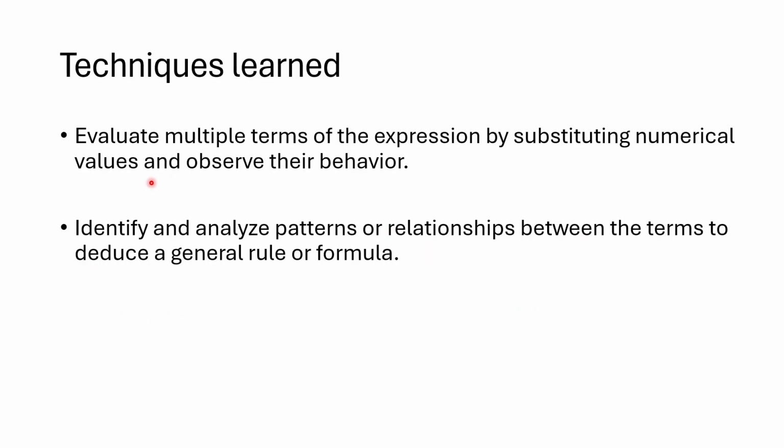Okay, so what we have learned is to evaluate multiple terms of the expression by substituting numerical values and observe their behavior. So you observe that when I replace the first few terms, I realize that I can simplify a part of the first term with a part of the second term on the denominator, and so on. So this initial evaluation with numerical values can give you a hint to find the general pattern. The second one is to identify and analyze patterns or relationships between the terms to deduce a general formula or general rule, so that you can use those general rules and then simplify everything to get the final results.